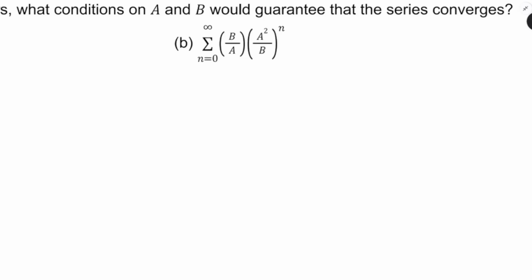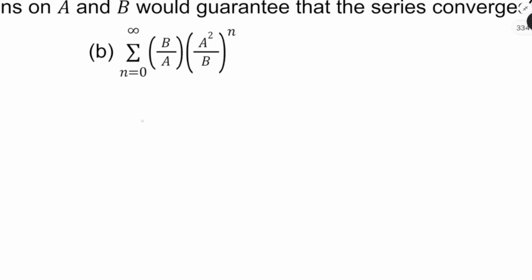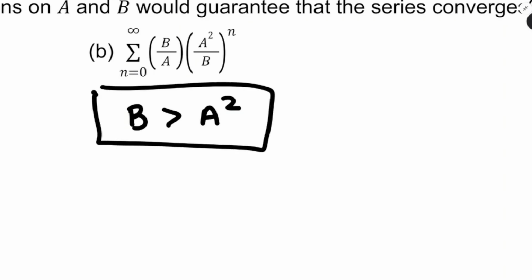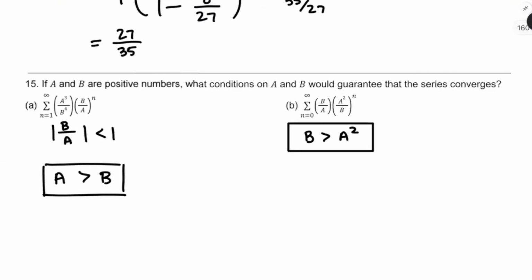Now for a squared over b, we need the denominator to be larger. So b is greater than a squared. That would be a condition that would guarantee series convergence.